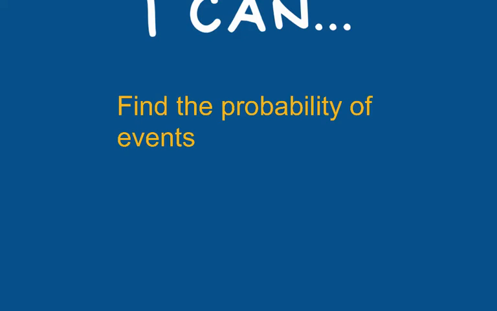In probability, there are two different types of events, independent and dependent. In independent events, the outcome of one event does not impact the other, whereas in dependent events, the one event is dependent on the other. Go ahead and get out your notes and be ready to learn.